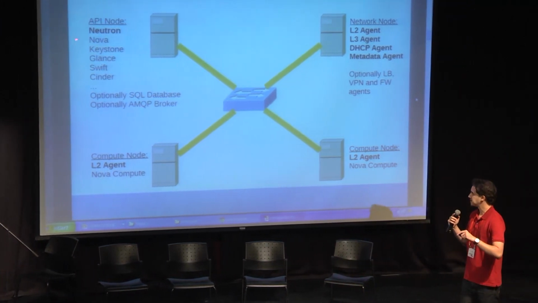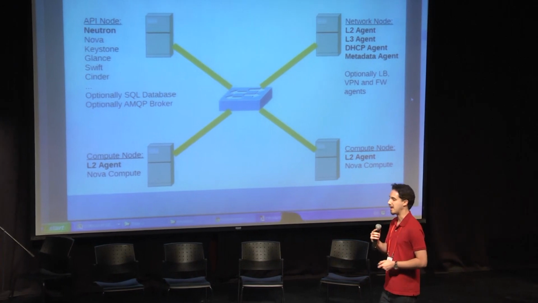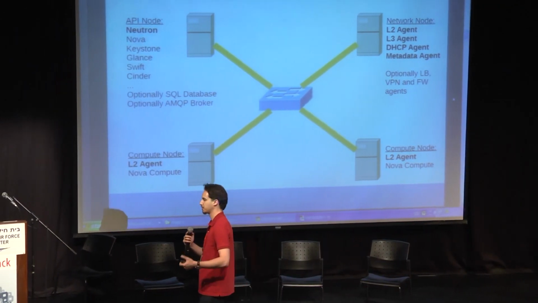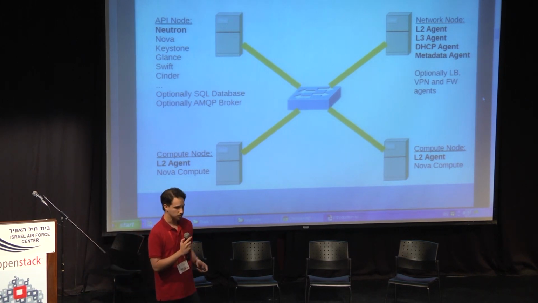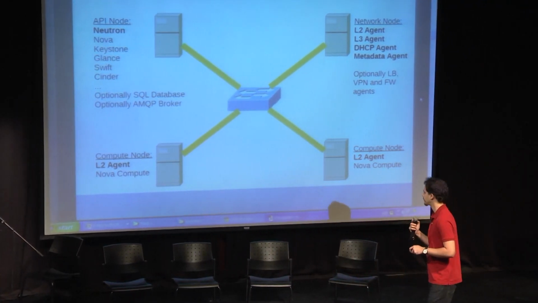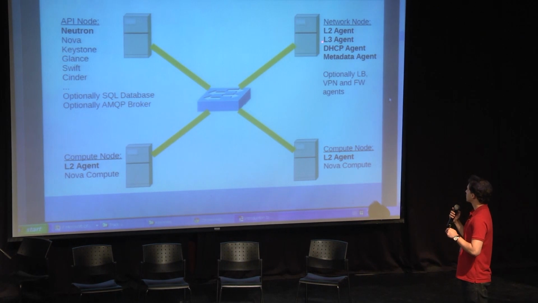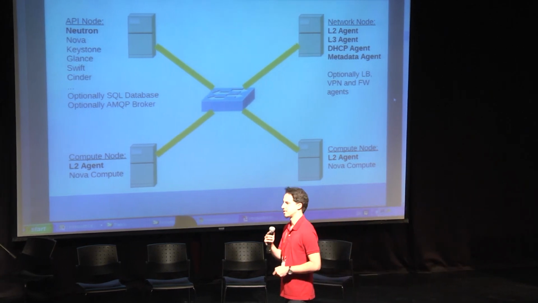So the first component, the Neutron component itself, sometimes you place it on the API node, sometimes you place it on the network node. But basically this service is the guy that is accepting API requests. So it's getting create network, create port, create subnet, create router from the outside world, persists it in the database, and then sends out notifications, which we'll talk about in a minute. You've got layer 3 agent, DHCP agent, metadata agent on the network node. A lot of that stuff realizes the different API calls.